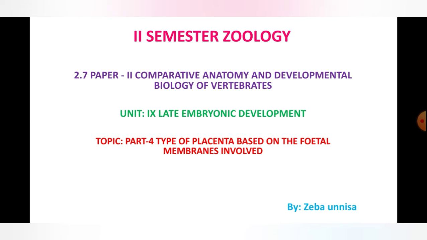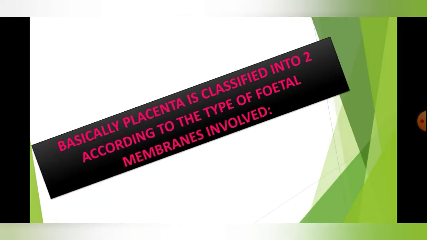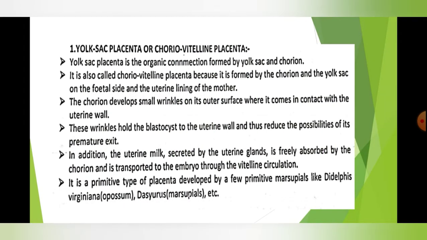This comes under unit 9, late embryonic development, paper 2, comparative anatomy and developmental biology of vertebrates, second semester zoology syllabus for the B.Sc course. Here, basically, the placenta is classified into two types according to the type of fetal membranes involved. Basically, how the fetal membranes have evolved and which fetal membranes evolved. Based on that, the placenta is divided into two types. The first type of placenta is yolk sac placenta, also called choriovitelline placenta.